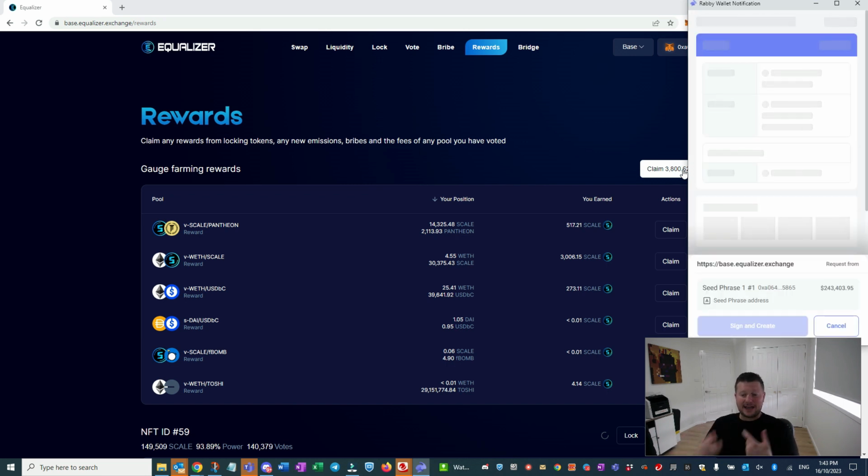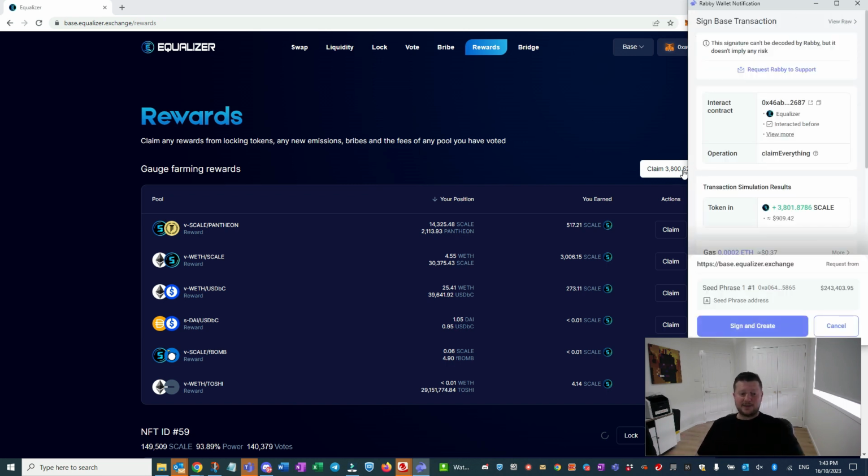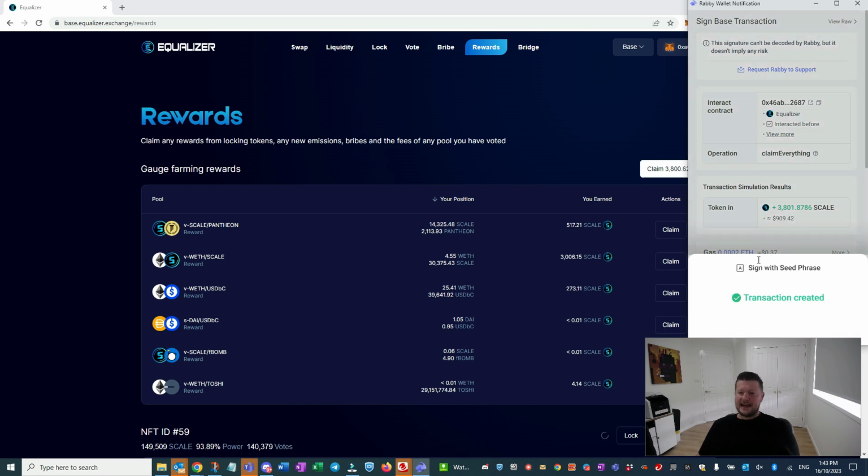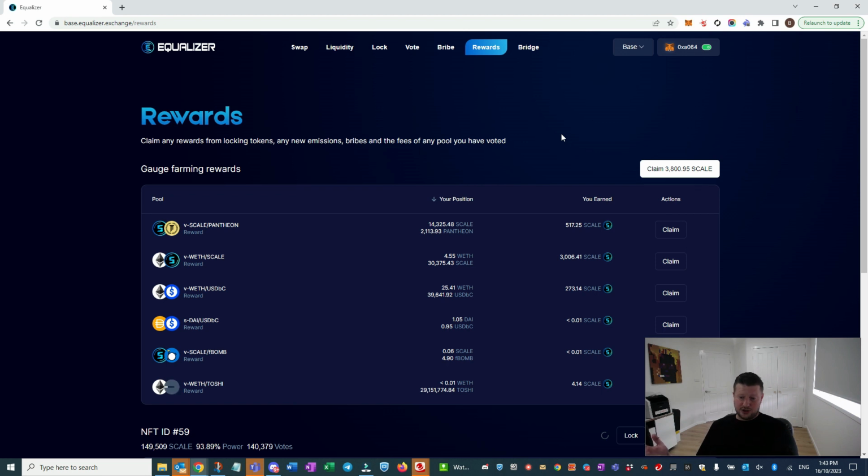If you're providing liquidity for any of these pairs, like I am, you come in, you sign that transaction, and you're going to get $900 worth of scale just by providing liquidity on the platform. So it's pretty simple, right? You get the ability to earn this scale, which is now going to go into your wallet.